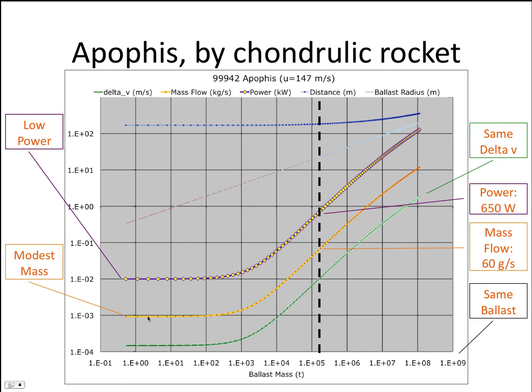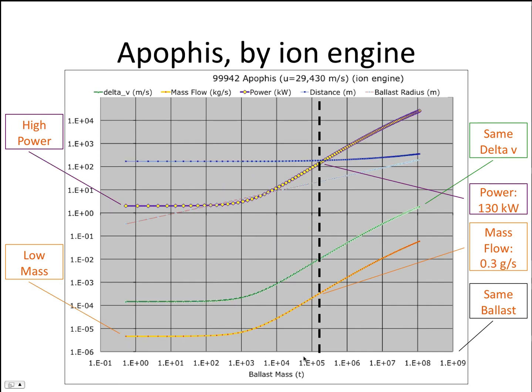So we're not using very much mass. We're using pretty low power to achieve the same delta V. And the key is that we're using the same amount of ballast. But if we use an ion engine, it turns out that we get the exact same delta V, but we burn a lot more power, 130 kilowatts, and use a lot less mass in the form of xenon this time instead of rocks. So the mass flow has gone way down, but it turns out that we're sitting right next to a gigantic source of mass. So why use xenon? Just throw rocks, save power.